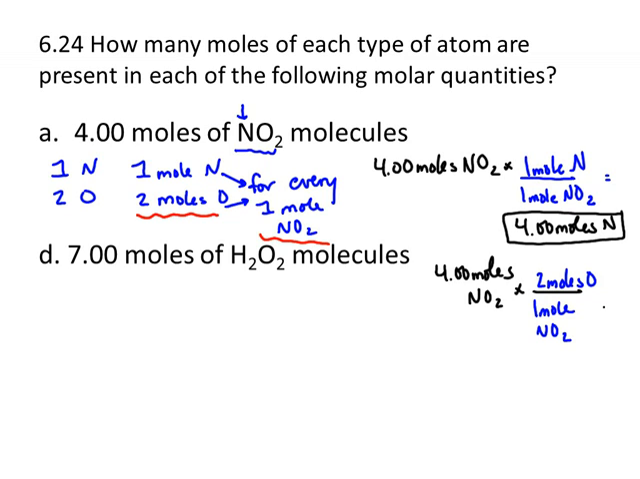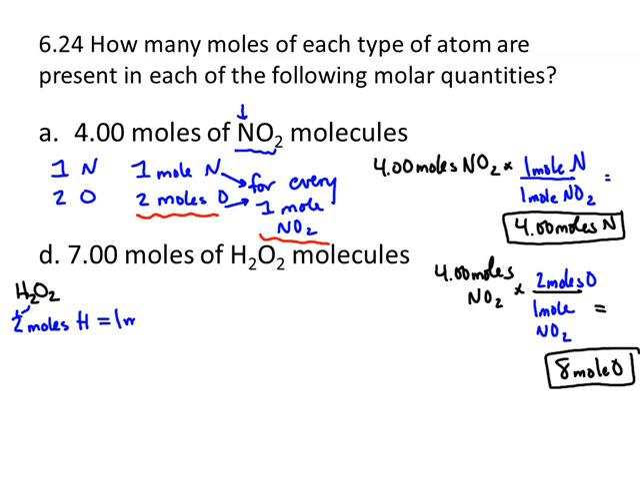So when I do this, we end up with 8 moles of O. Okay, let's do the next one. I have H2O2, and that tells me I have 2 moles of H, just bringing that subscript right on down, 2 moles of H in every 1 mole of H2O2. And also, there's that other 2 hanging out with the oxygen. That tells me I have 2 moles of O for every 1 mole of H2O2.